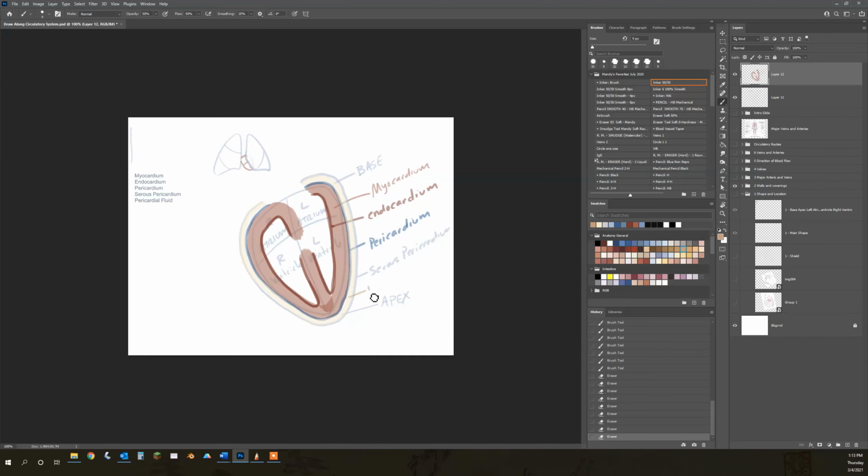Pericardial, which is kind of a lubricating fluid. So there's no friction between the serous pericardium and the pericardium.